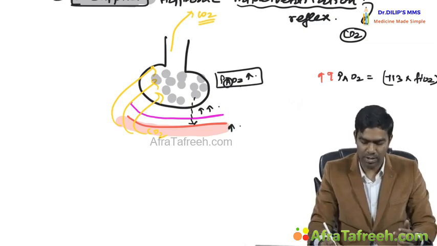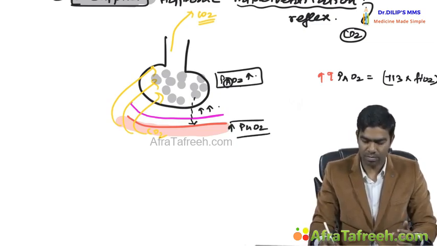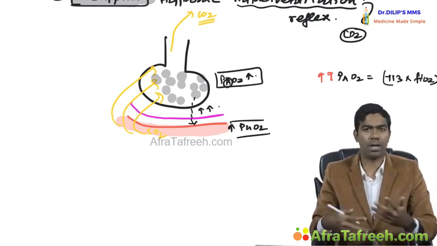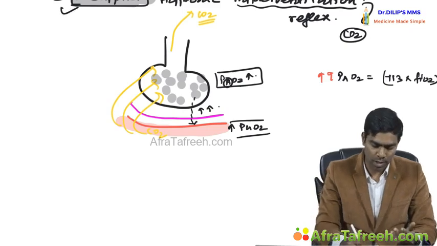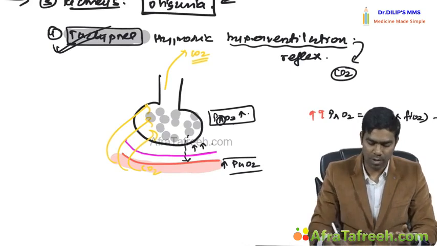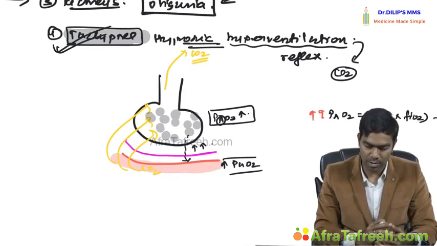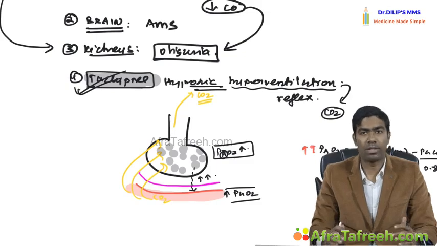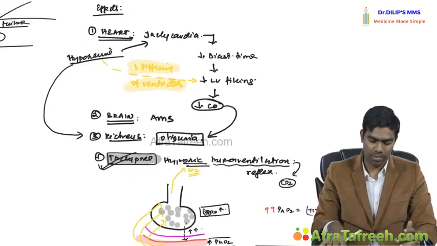That will try to increase the partial pressure of arterial oxygen. So somehow your hypoxemia might improve. This is why you get a tachypnea. This is the reason why you are going to develop a tachypnea. This is what we also refer to as the hypoxic hyperventilation reflex. So this is such a beautiful mechanism, and it's a very simple and elegant one, which you have to know. So these are some of the important things that you have to know about hypoxemia.